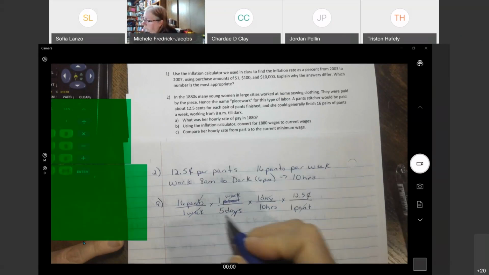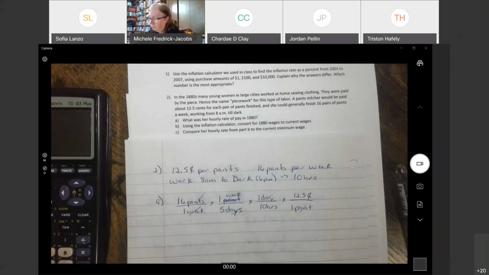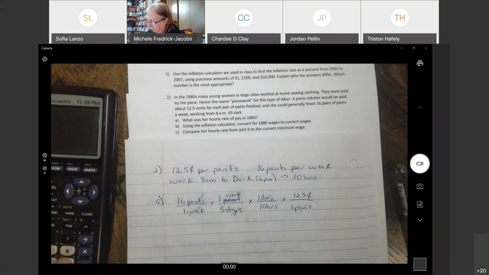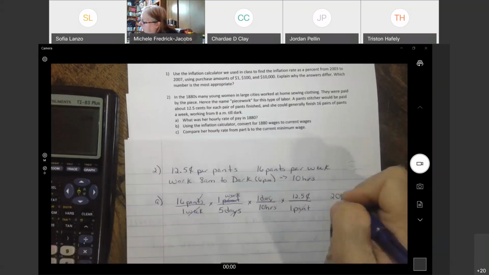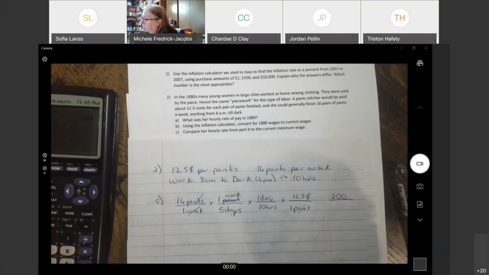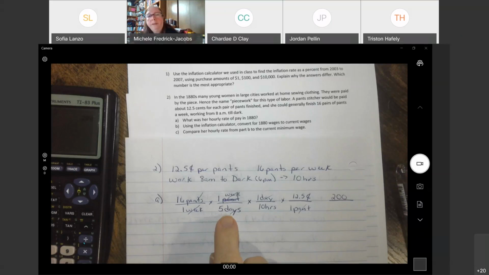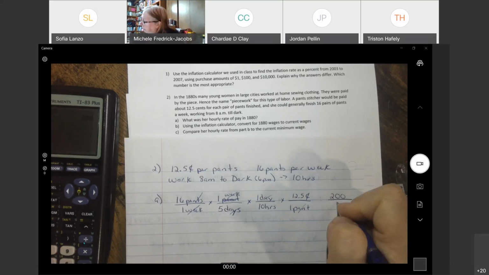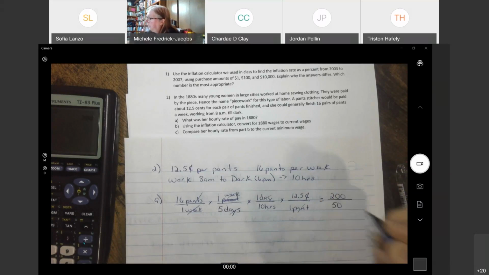Wait, I took 16 and 12.5. I multiplied those and then I got 200, and I divided that by 10, and I got 20. Oh, be careful, you lost your 5 here. Oh, oops, sorry. That's okay. That's why we're working them out together.